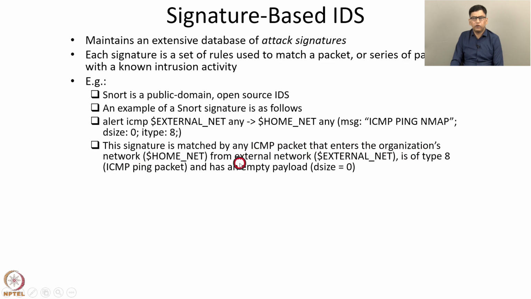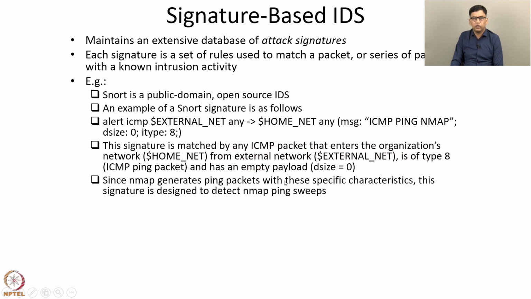So what is so special about all these characteristics? Nmap, which we discussed in the previous lecture, generates ping packets with these specific characteristics. Hence, this signature is designed to detect Nmap ping sweeps. So if an attacker is trying to scan the network using Nmap, then Nmap will send a sequence of packets with all these characteristics, and using this signature, an IDS can find out that it's probably an Nmap packet. So this is an example of a signature which can be used to detect network scanning.